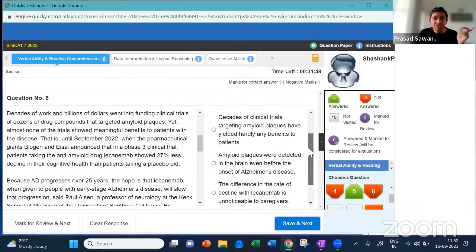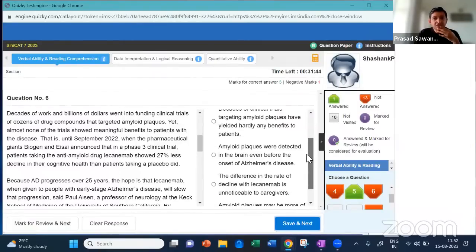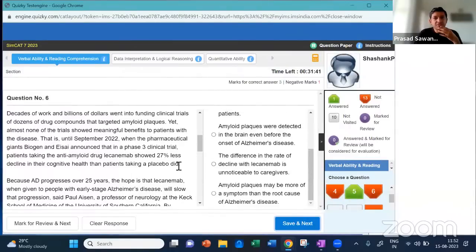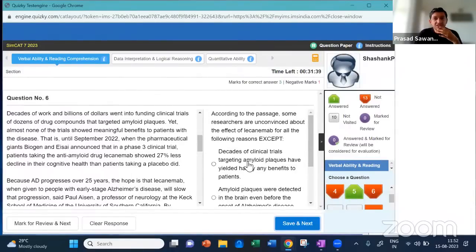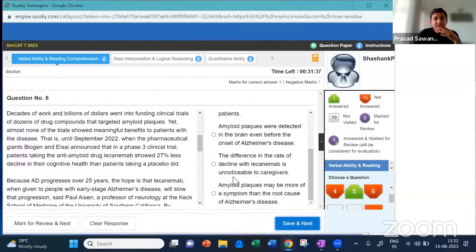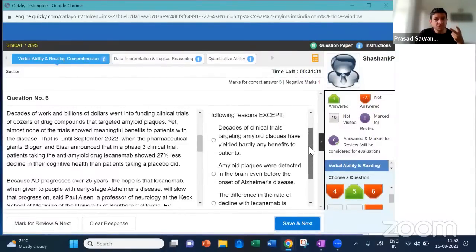Okay, so 27% is there, significant, but in a way they are saying that amyloid plaques were detected in the brain even before the onset of Alzheimer's disease. So that is not something that has been mentioned here, right? Okay. The difference in the rate of decline is unnoticeable to caregivers. Perfect. Maybe more of a symptom than a root cause. Yes, perfect. So this is fine. So last two are fine.